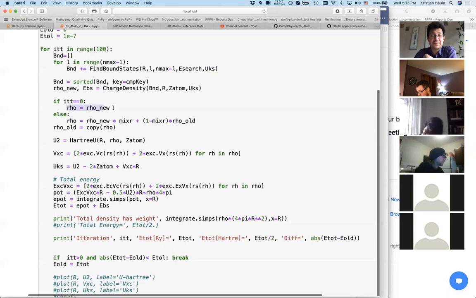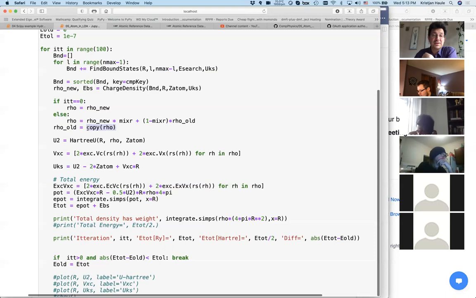We always take the new charge density because we don't have a good approximation for the old charge density, or basically rho old is not defined yet. And then we need to make sure that this rho old here is a copy of the current rho. This copy is actually important, because if we don't do it this way, we are not going to have two different densities in our memory, which is the current and the new. So if you don't do the copying, you might have a problem that rho new is going to be the same as rho. And that's going to be a problem, isn't it?